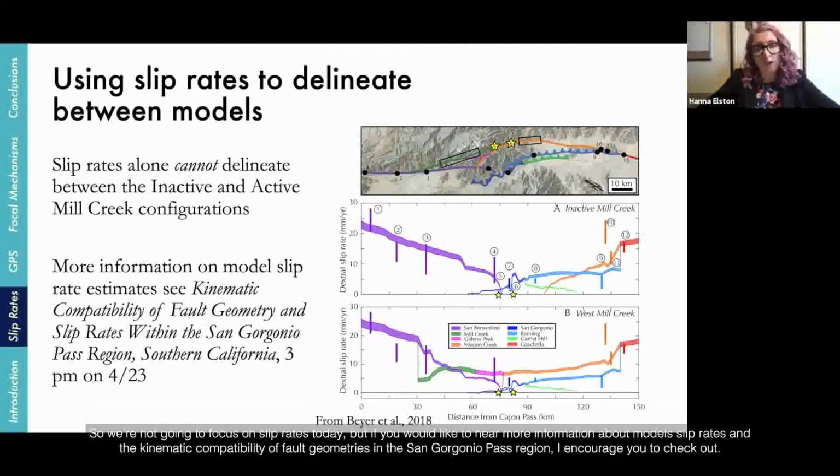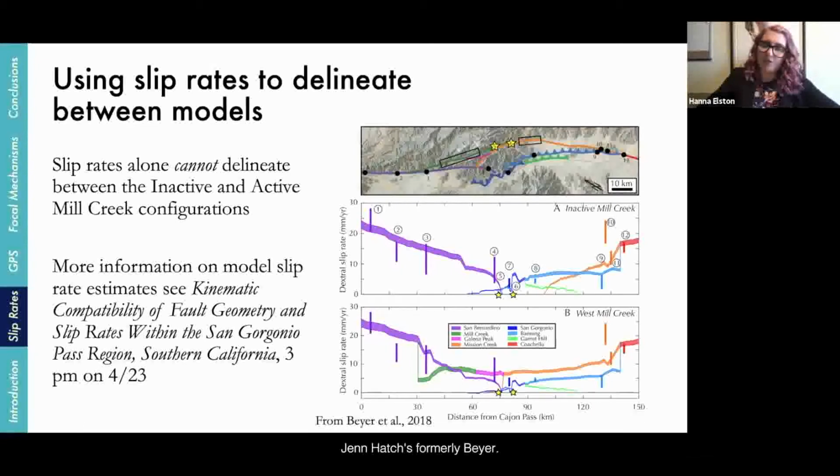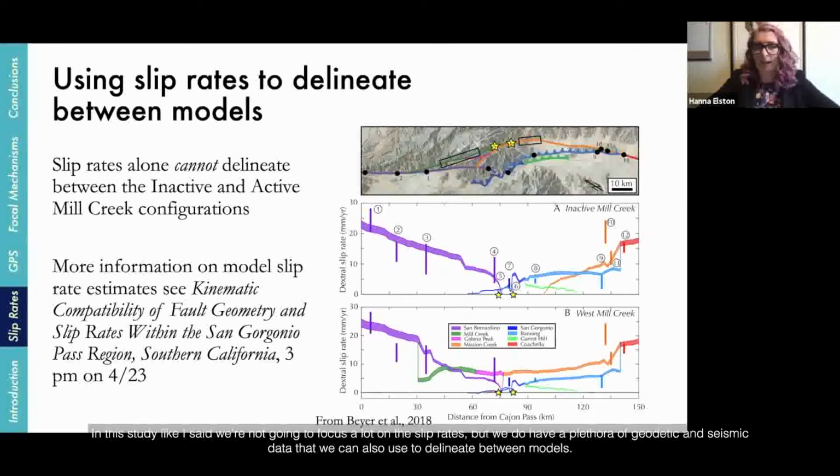So we're not going to focus on slip rates today, but if you would like to hear more information about model slip rates and the kinematic compatibility of fault geometries in the San Gorgonio Pass region, I encourage you to check out Jen Hatch's, formerly Beyer, talk at 3 p.m. on April 23rd. In this study, like I said, we're not going to focus a lot on the slip rates, but we do have a plethora of geodetic and seismic data that we can also use to delineate between models.